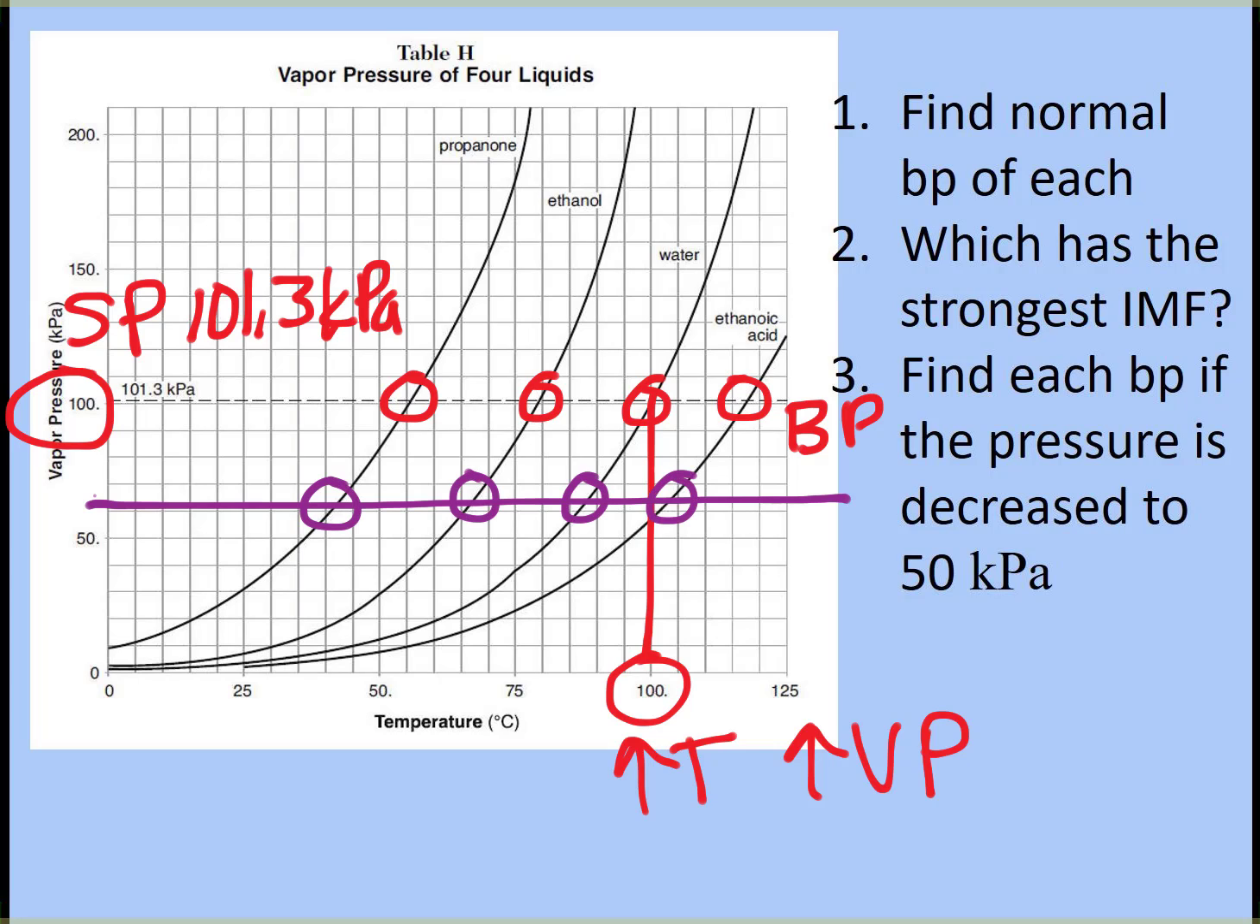And if we look and answer the questions, which has the strongest intermolecular force, it would be this ethanoic acid right here. And that's because it has the highest boiling point. So I'm going to have to put in more heat to get it to boil versus all the rest of them.